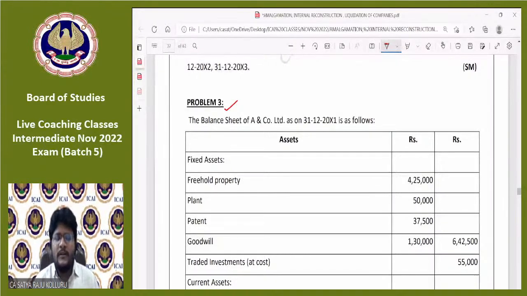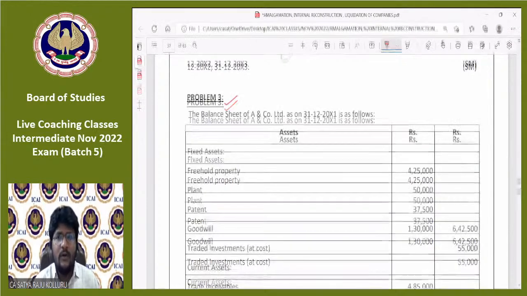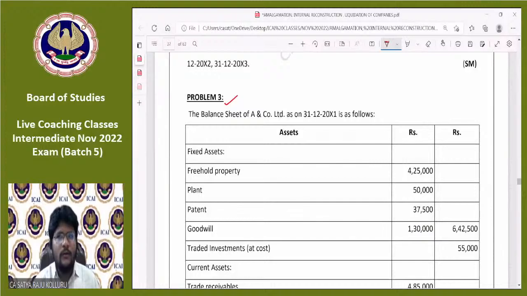To get success in internal reconstruction problems, understanding of the problem is also very important. Please remember that point in your mind before proceeding with the problem.